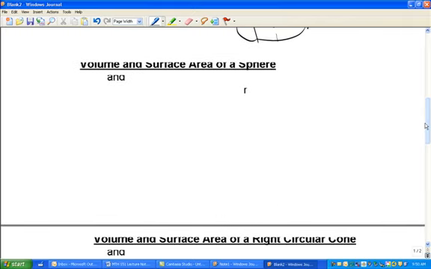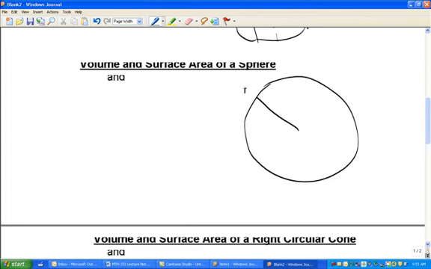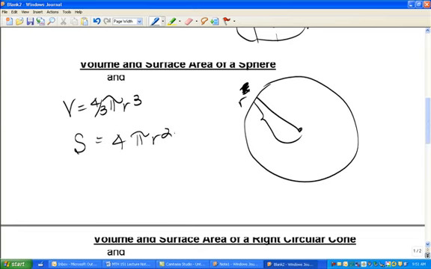Okay, next we move on to the sphere. And the sphere has a radius. Use little r since that's what they use. And the volume is 4/3 pi r cubed. Surface area is 4 pi r squared.